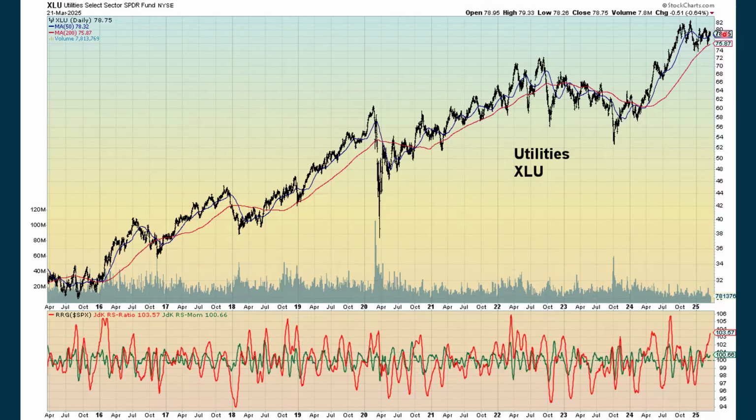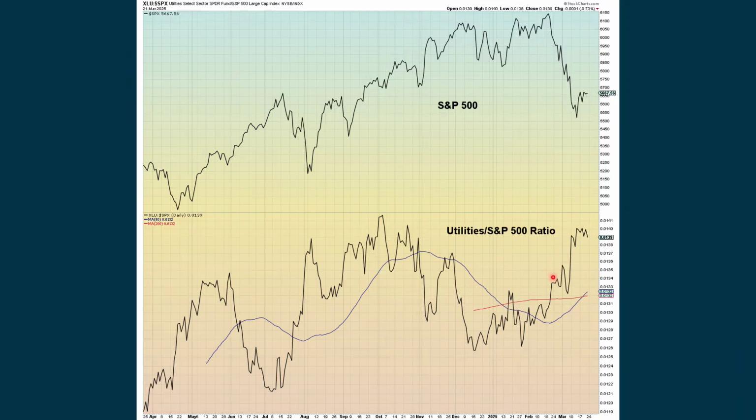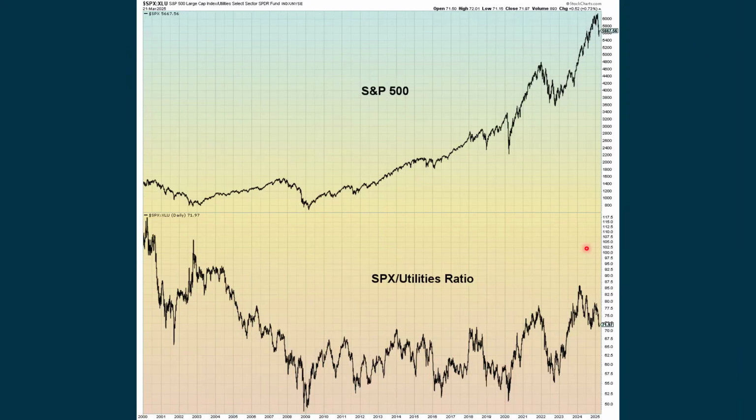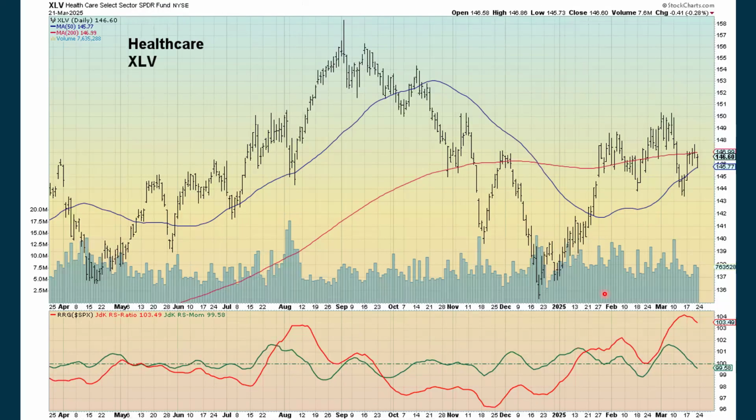Utilities, just kind of chopping along sideways currently, but holding up a little bit better when we compare it to the S&P. Just seeing a recent golden cross here with this ratio, meaning that utilities are outperforming the S&P. And then I watch this too, where we're spiking up here and starting to come down. Quite often that can be positive for the S&P, but we've seen that before. We need to see more follow through with this actually going up instead of down. That means the S&P is outperforming.